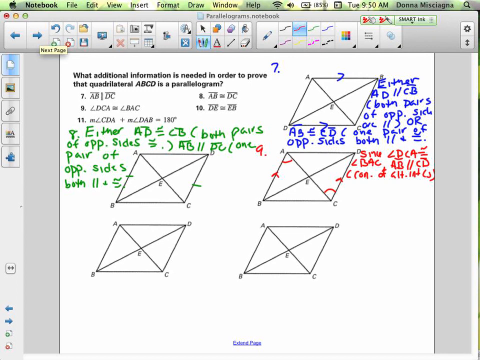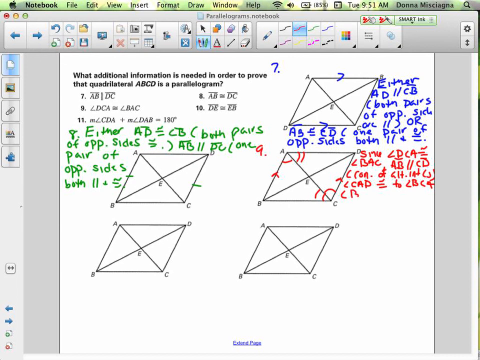Right? So if the other set of alternate interior angles were congruent, then the other set of sides would be parallel. So what else is needed? Angle CAD, that would be this angle here, would have to be congruent to BCA, this one here. Right, and those are alternate interior angles.